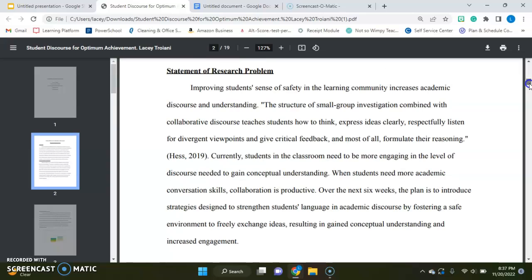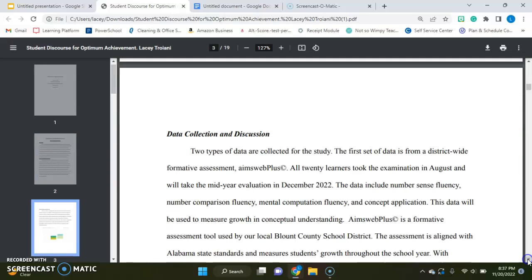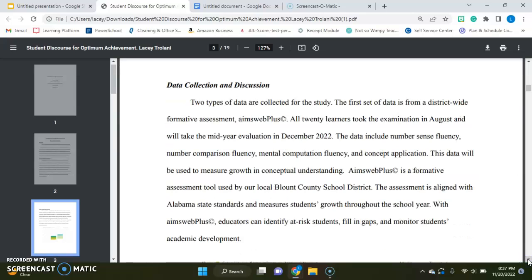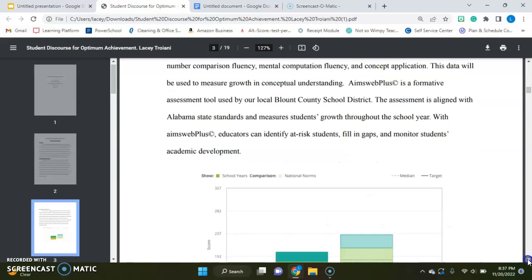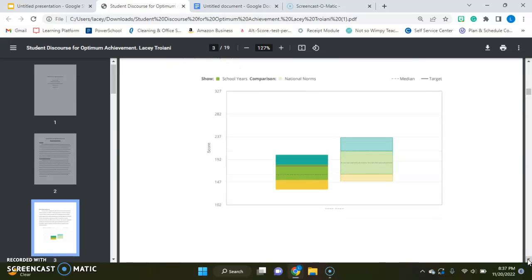So back in August, a couple of weeks after school started, my students took what is called an AIMS-Web Plus test. That is our formative assessment at my school. We do their number sense fluency, and we do concept application as well. So this right here is a snapshot of where my students were. This is where we were, but this is actually where I wanted them to be able to be.